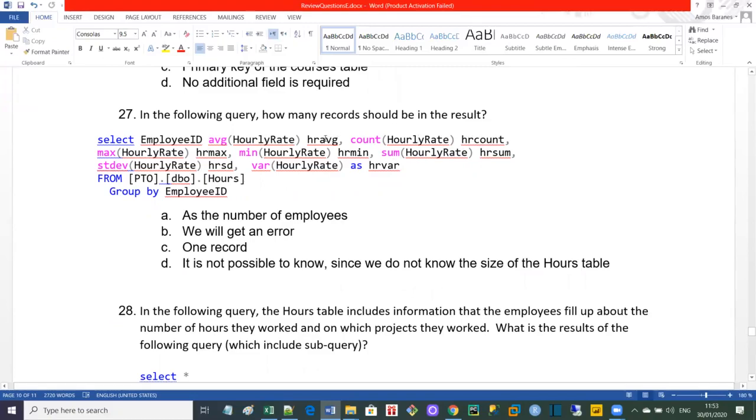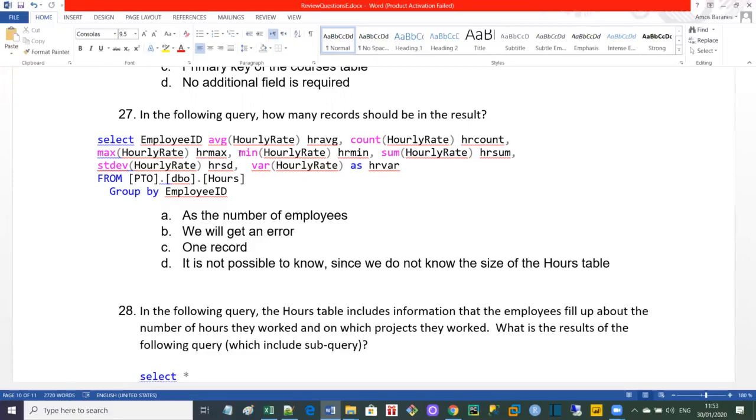Here, the name of the column will be HR average, etc. We have max, mean, all of the common ones that we have, standard deviation, variance, but all of them working on the same column called hourly rate. So what do I get in this query?